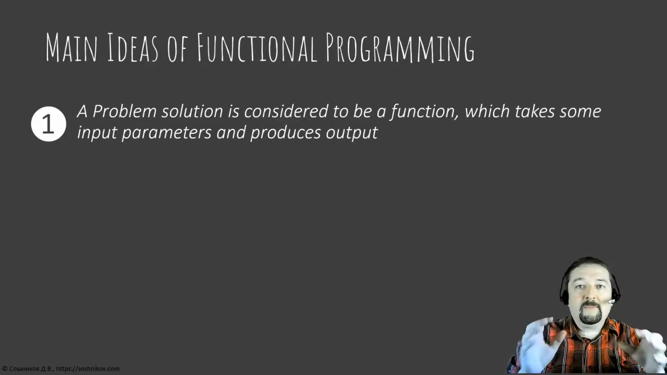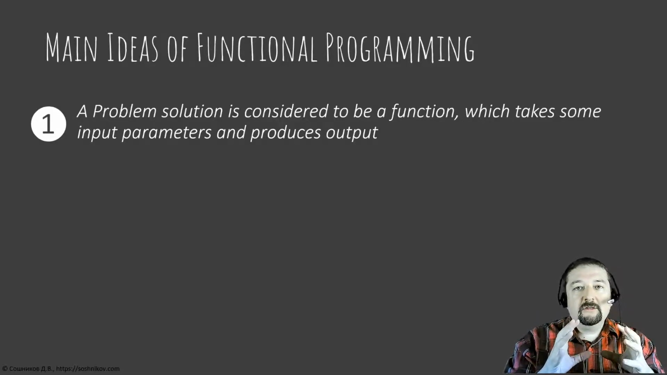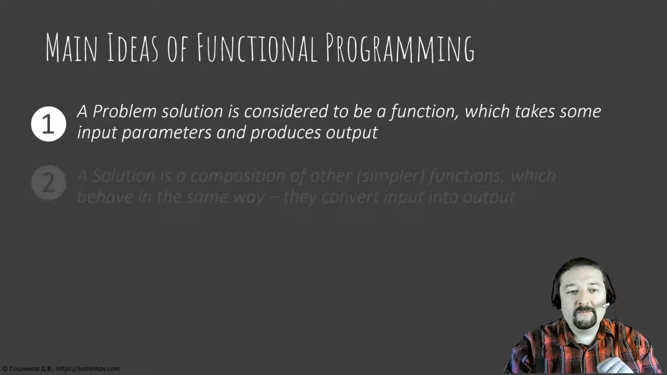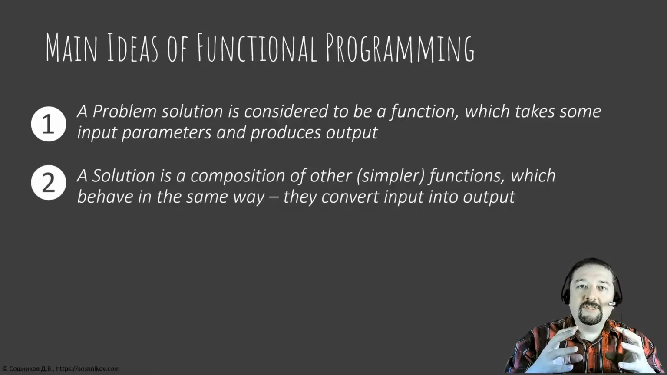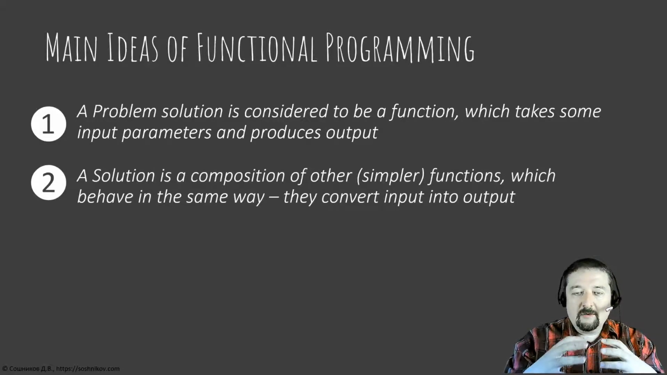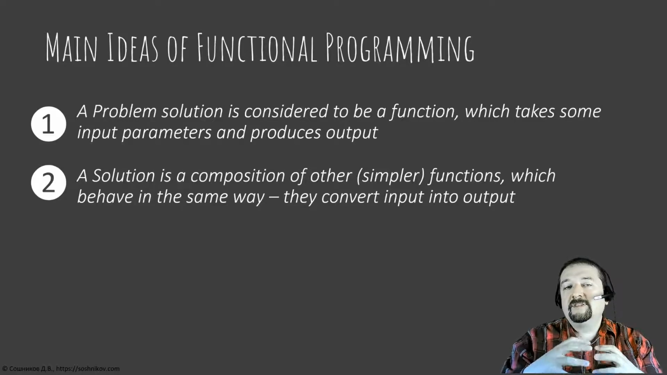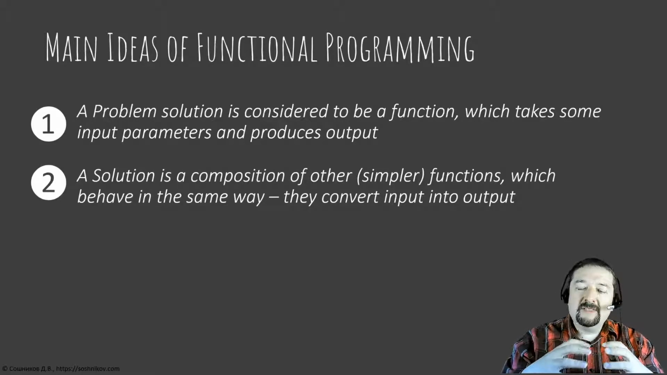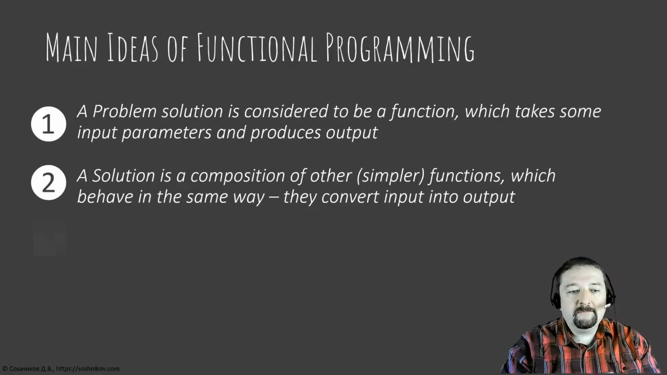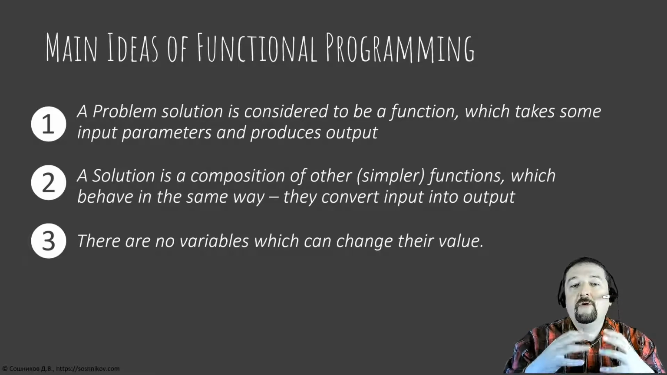So first of all, when we deal with a problem, we consider it to be a function which takes some input parameters and produces some output. This function is defined as a composition of simpler functions, and each simpler function behaves in the same way. It takes data from input and produces some output. It doesn't have any hidden state, any hidden variables. So whenever you have a function, if you pass the same input, it would always give you the same output. This is something called stateless function, or pure function, because it is pure in a way that there are no side effects. Nothing happens inside the function besides the computation which is intended to happen. And it also means that there are no variables which can change their value.